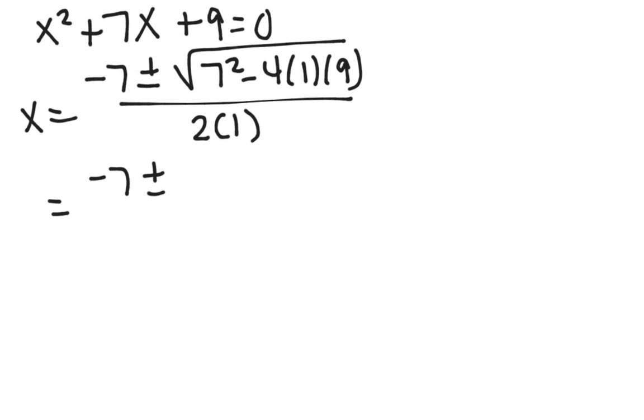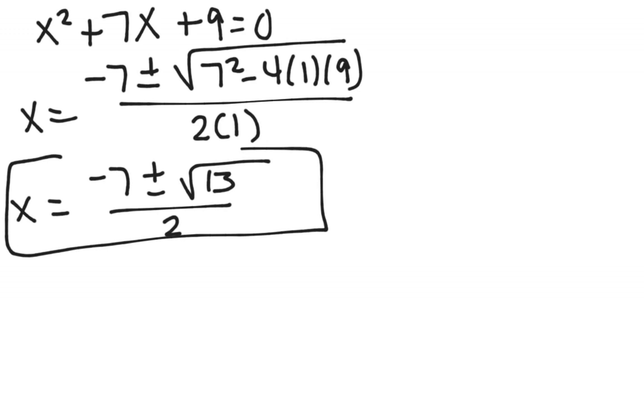So that gives me negative 7 plus or minus the square root of 13 when we simplify the expression under the radical, divided by 2. I cannot do anything else with that, so that is my answer. Because if I take the square root of 13, we get a decimal, and we aren't going to get a decimal form of the answer.